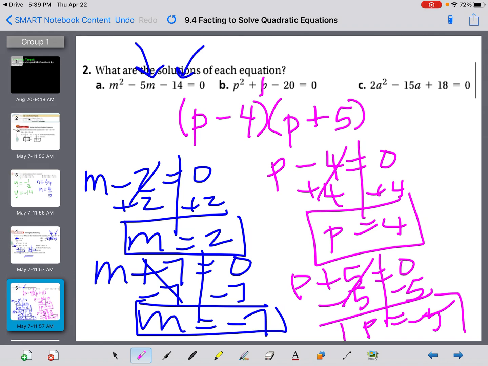All right, why don't you pause it here and see if you can solve C. Remember that you may have to multiply 2 times 18 to find out what you're going to need to factor.